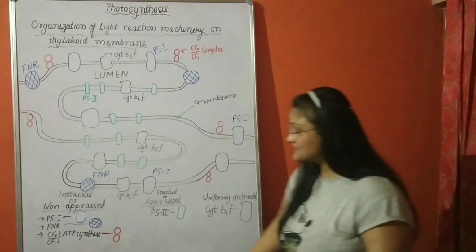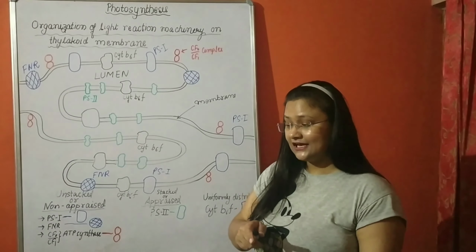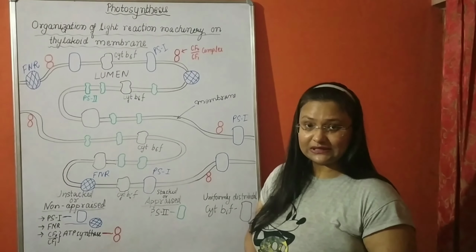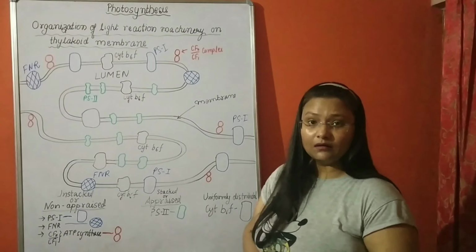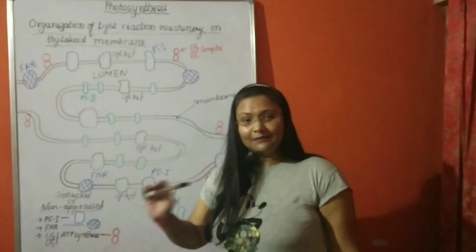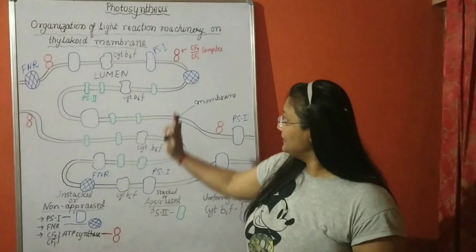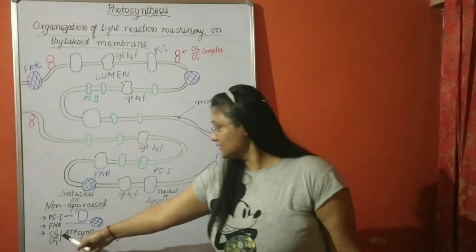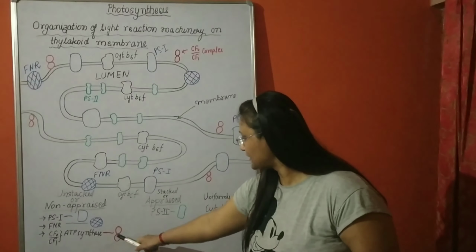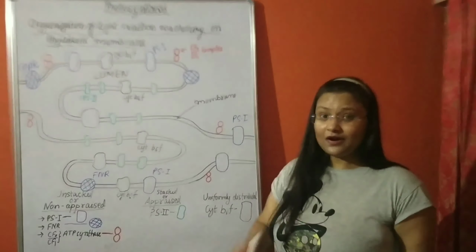Apart from this, CF0F1, like we had ATP synthase in mitochondria. If you haven't watched the video yet, I have already uploaded a video on ATP synthase, in my previous video related to cellular respiration. In mitochondria, ATP synthase is known as F0 F1. Here in chloroplast, it is known as CF0 F1 ATP synthase, which is represented by this structure. These are also found only in non-appressed regions.